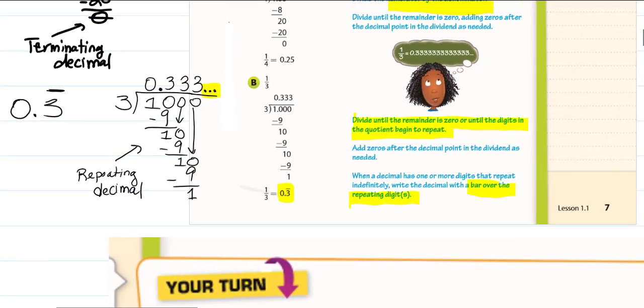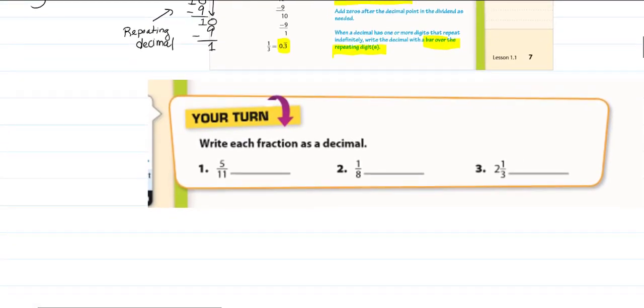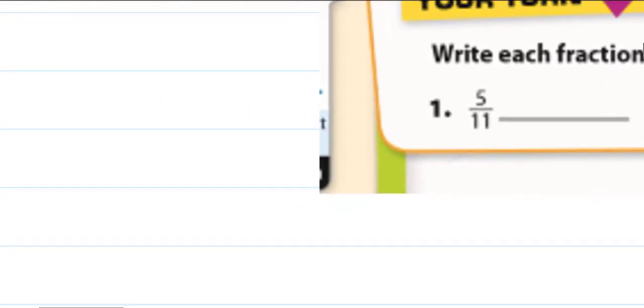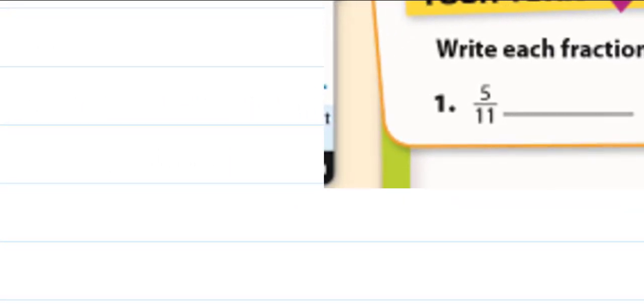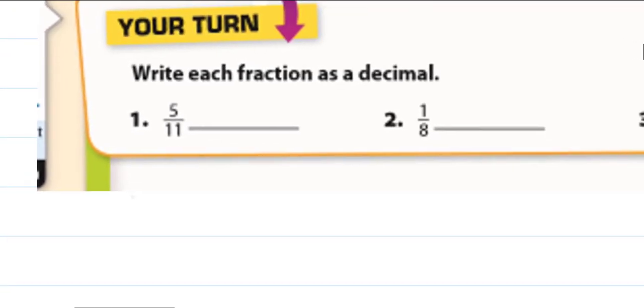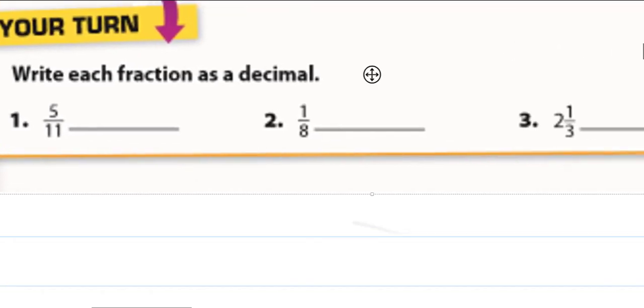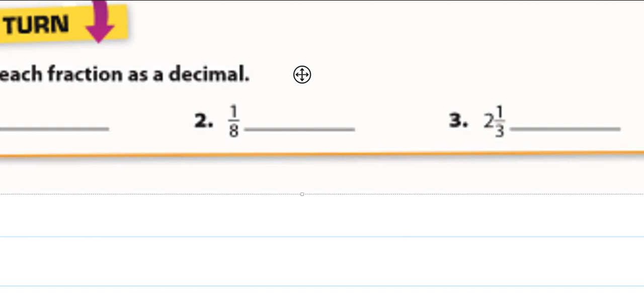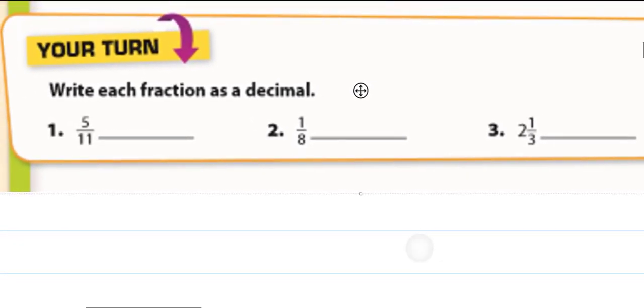All right, so now it's time for you to try. So let's start with this first problem here. 5/11, then 1/8, and 2 1/3. So please pause the video, try those 3 problems. Or you can try one at a time, and then we'll go over them together.